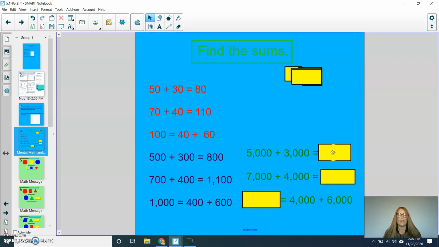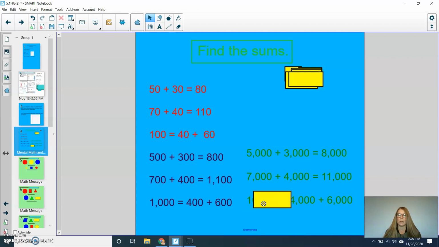All right, again, I know 5 plus 3 is 8, but then I need to add my 3 zeros. I know 7 plus 4 is 11, but then I'm adding my 3 zeros for 11,000. I know 4 plus 6 is 10, but then I'm adding my 3 zeros, giving me 10,000. We'll work more on problems like this in future lessons.